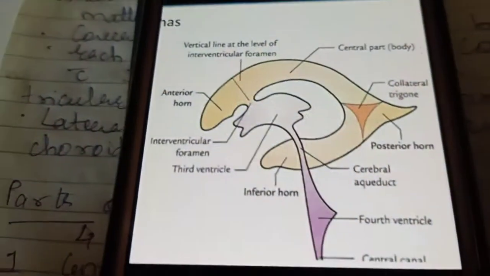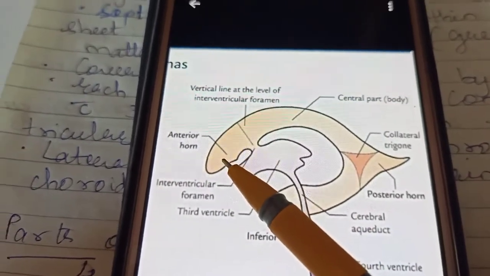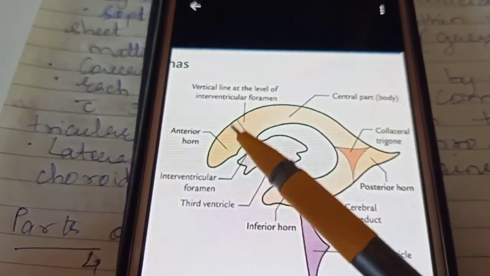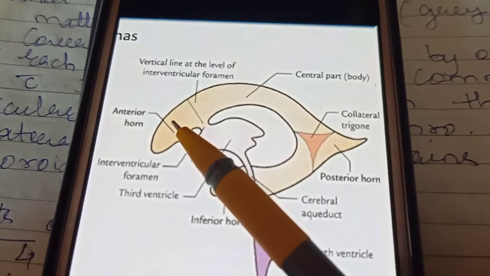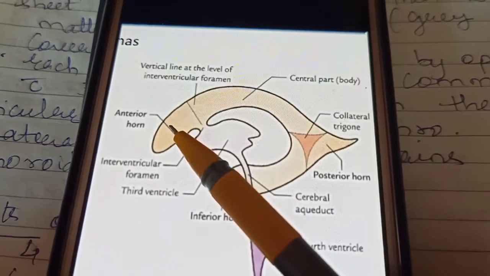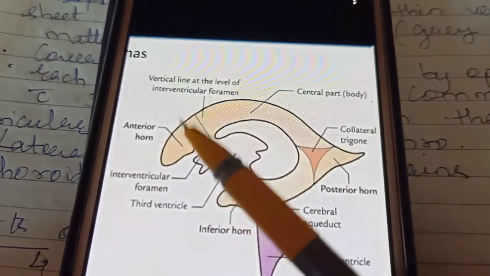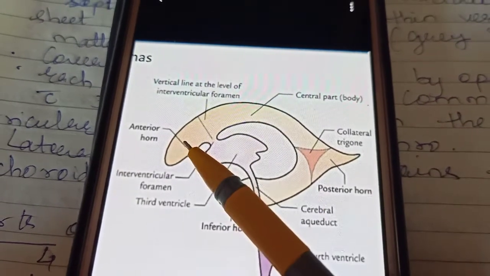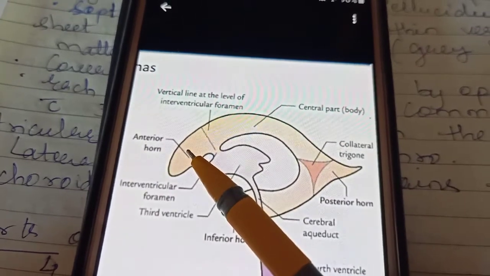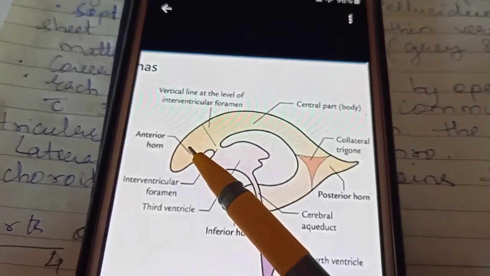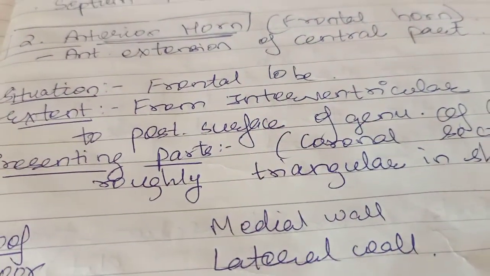So remember this. The anterior horn is present in the frontal lobe and extends from the interventricular foramen to the genu of the corpus callosum. Now we take the coronal section. We are taking the coronal section of each part of the lateral ventricle. In my previous video, I discussed the coronal section of the central part or the body of the lateral ventricle. We'll proceed here with the coronal section of the anterior horn of the lateral ventricle.